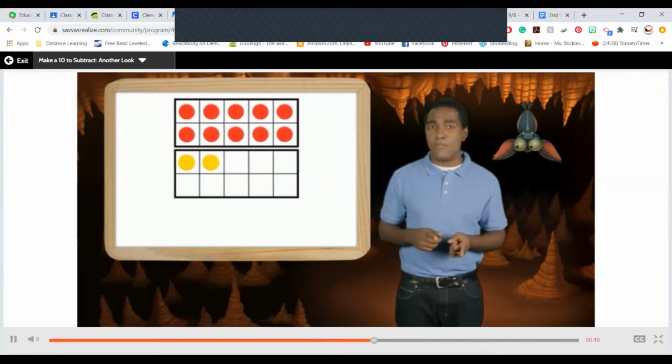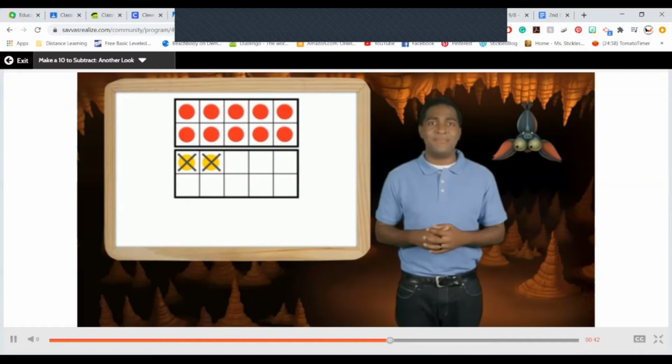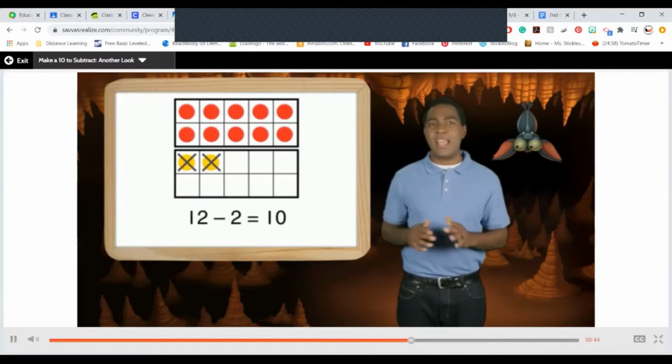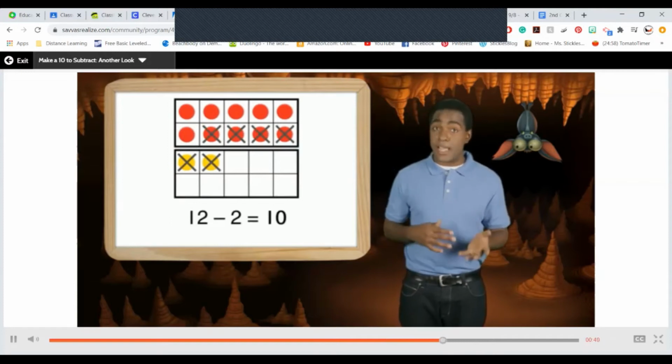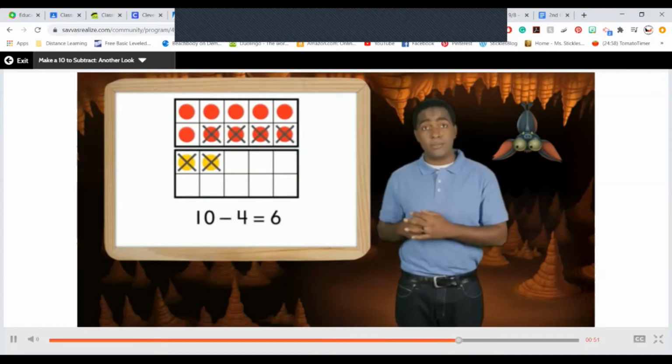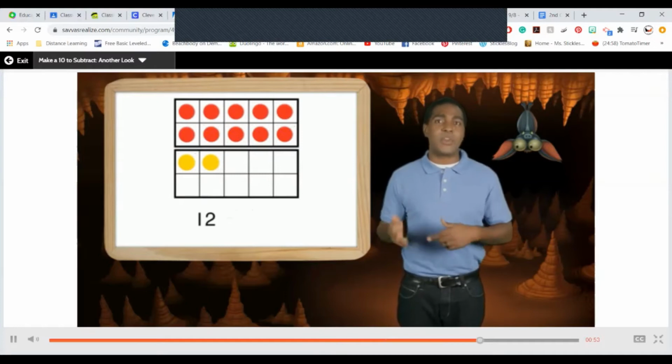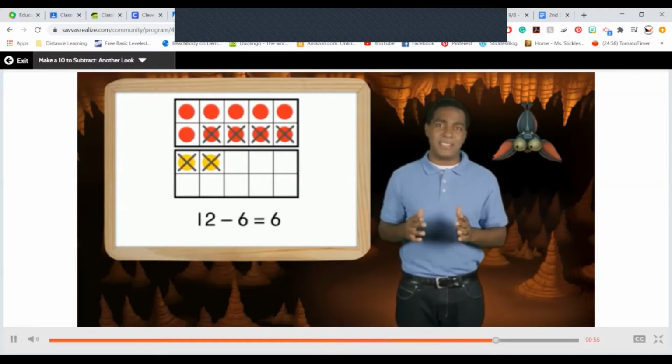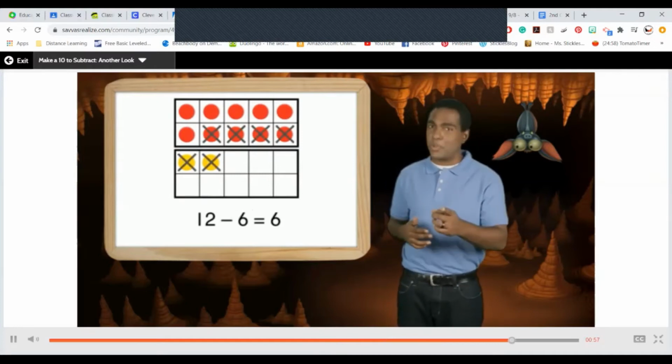If you start at 12, you can subtract 2 to get 10. 12 minus 2 equals 10. Since 6 plus 4 equals 10, subtract 4 more. 10 minus 4 equals 6. So starting at 12, I subtracted 6 total to end up at 6. So 12 minus 6 equals 6.